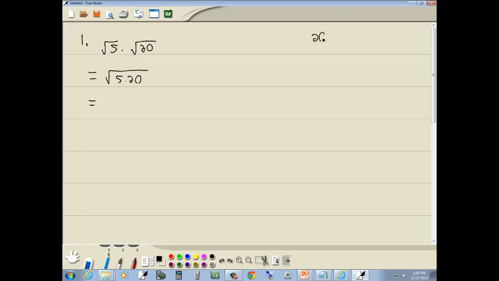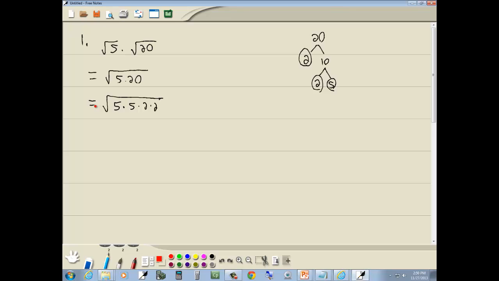Let's look at the 20. I'll do the factor tree. 20 is divisible by 2. 2 times 10. 2's prime, so I circle it. 10 is divisible by 2. 2 times 5. Both of those are prime, so I circle them. So this becomes 5 times, and 20 I'll write 5 first. So 5 times 2 times 2.